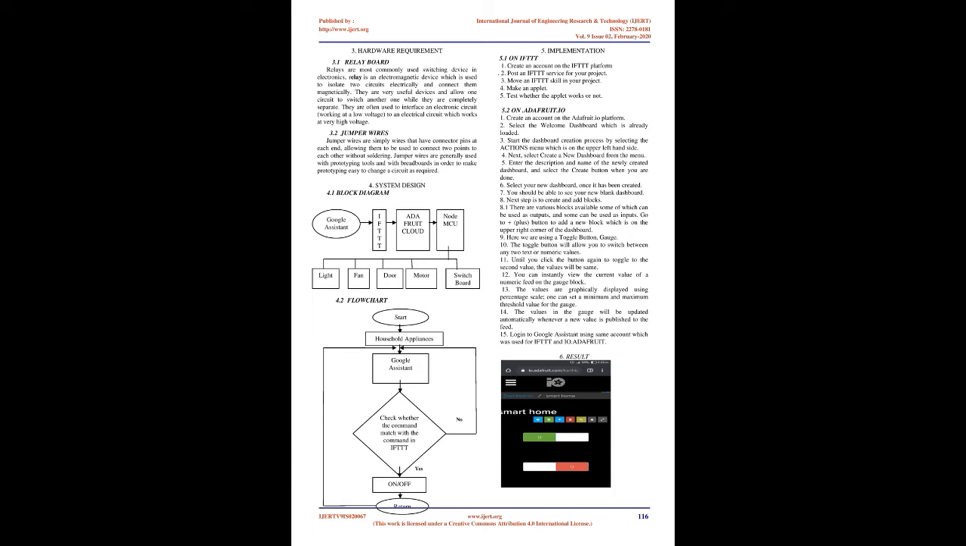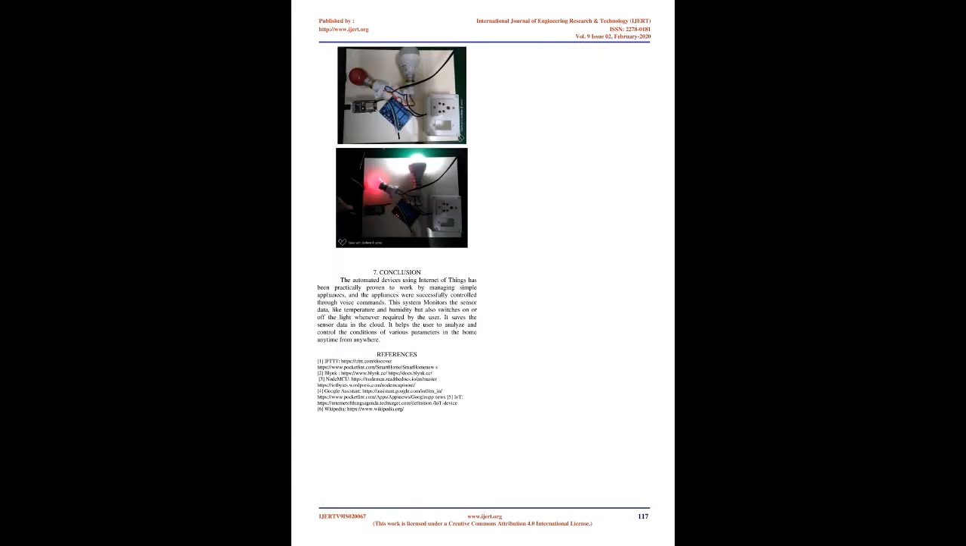3.2 Jumper wires. Jumper wires are simply wires that have connector pins at each end, allowing them to be used to connect 2 points to each other without soldering. Jumper wires are generally used with prototyping tools and with breadboards in order to make it easy to change a circuit as required. 4. System design.